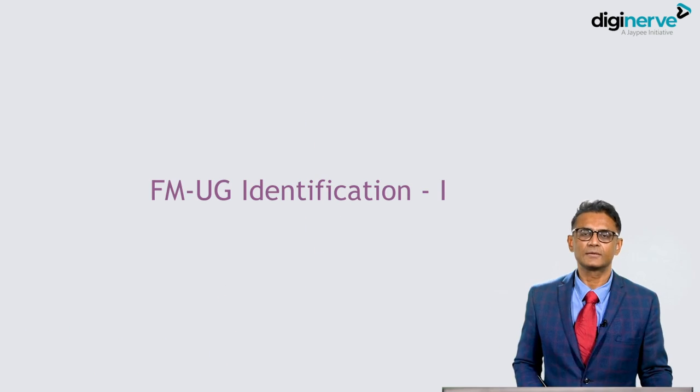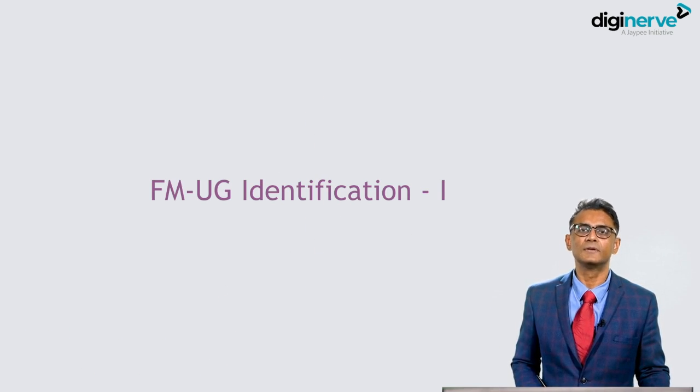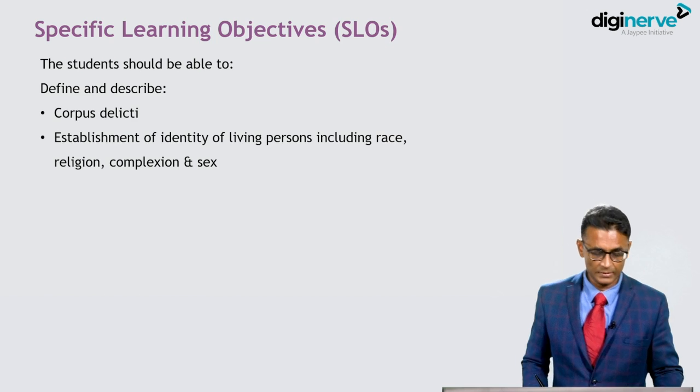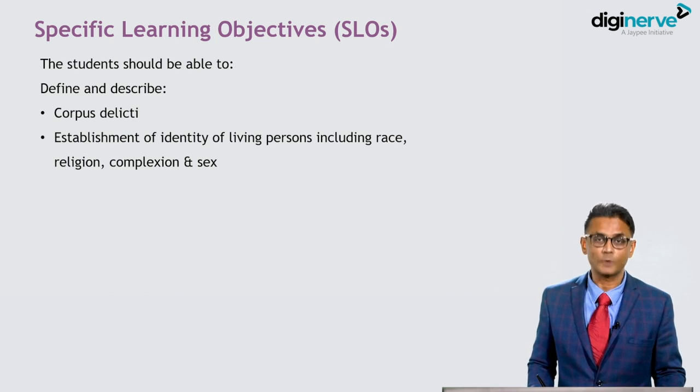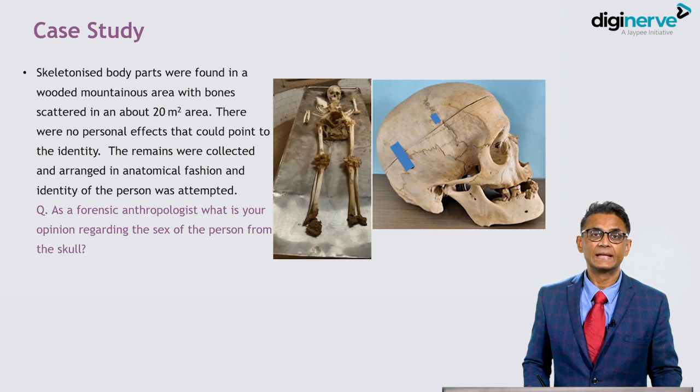Today we'll discuss identification of a person. In this we'll restrict ourselves to determination of sex of the person. You should be able to define and describe corpus delicti, establishment of identity of a person including race, religion, complexion and sex. Let's begin with a case study.